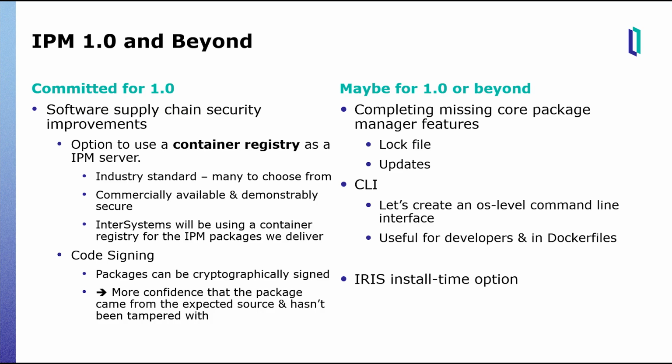We're contemplating a few other features for 1.0, and I'm looking for feedback on these from you. There's a couple of what we think of as missing core package features, like lock files that you see in NPM. Updates, we've got some update workflows that are not as complete as we would like them to be. So if any of those are of great value to you, let me know.